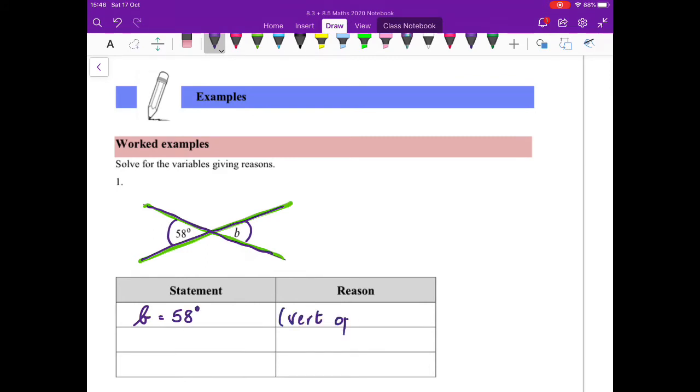Vert op angles. That is the official abbreviation. I suggest that you do cursive B because sometimes B's can look like sixes if you're in a hurry and you don't write it properly.